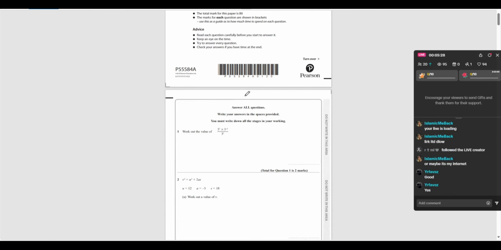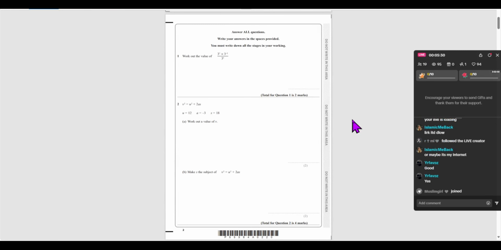Right now. So question number 1: we need to work out the value of 3 to the power of 7 times 3 to the power of negative 2 divided by 3 to the power of 3. So we're going to be using the rules of indices or powers. Whenever we're multiplying powers, we add the powers.